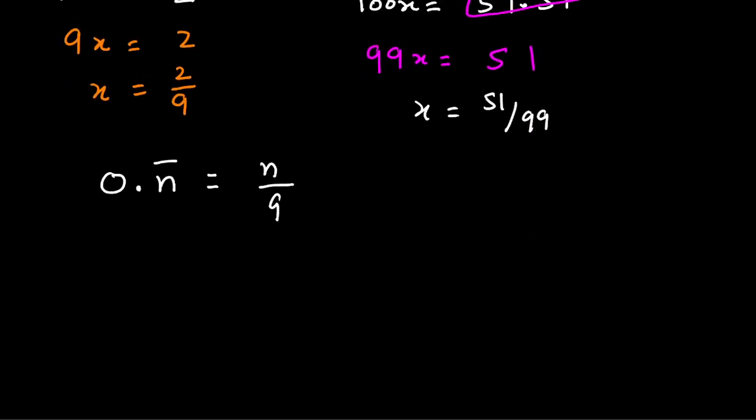Here I am putting some extra questions for you to try. First, try 0.9 bar. Convert this number into fraction form. I'm leaving it for you. Another question: this time I have 0.2 and 9 bar. Only the 9 is repeating, and the 2 is not repeating. So this value is 0.299999. You can also convert this repeating decimal into a fraction.